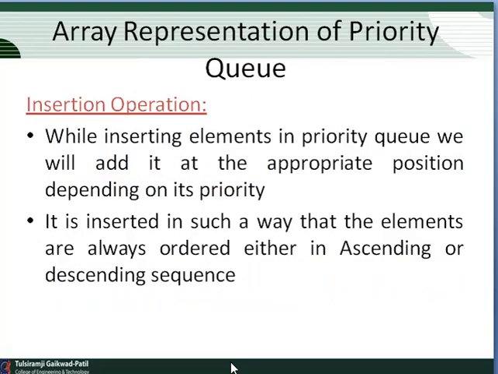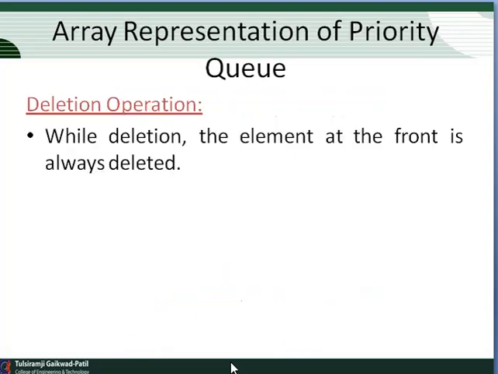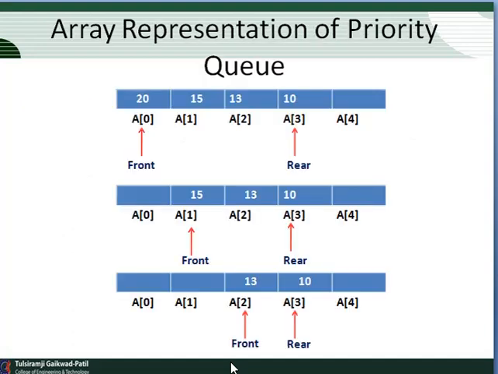Array representation of priority queue: while inserting elements in the priority queue, we add them at the appropriate position depending on their priority. It is inserted in such a way that the elements are always ordered either in ascending or descending sequence. The array representation of priority queue is given over here. Whatever the priority of the given element, we have to operate on that element according to the priority first. While deleting in the priority queue, the element at the front is always deleted. This is the simple property of a queue, as we all know.